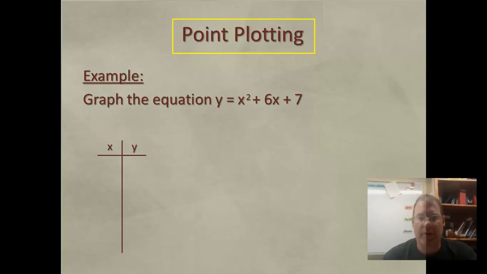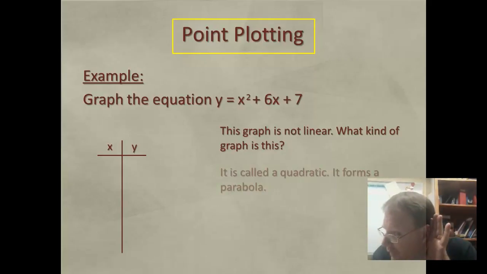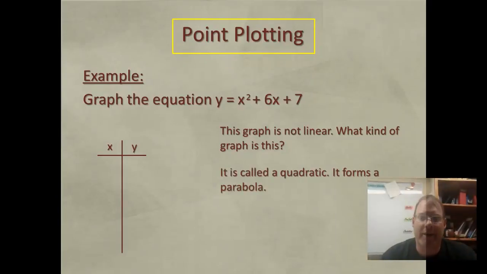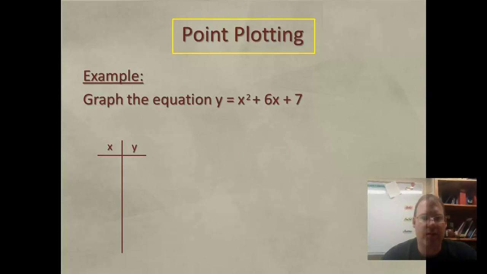How about this one right here? This graph is not linear, so what kind of graph do we call this? Think about it. That's right. It's called a quadratic. And it forms a parabola. Well, we could stick with the same small numbers that we used in the last example, but we will end up with a slight problem in that case. But let's start. -2 to 2.